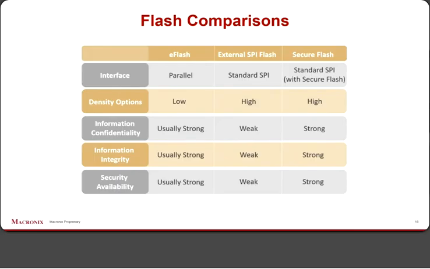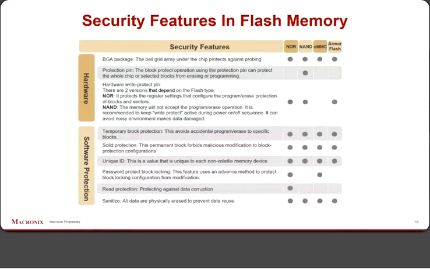I want to start by showing some security features in flash memory from a historical standpoint. These are features that were built into or provided in the past, and they somewhat include some features that we have today, but I just want to show a historical perspective. From a hardware standpoint, it was limited to, I think, BGA package. If you had a BGA package, the ball grid array was hard to get to because it was underneath the chip. It protected against probing.